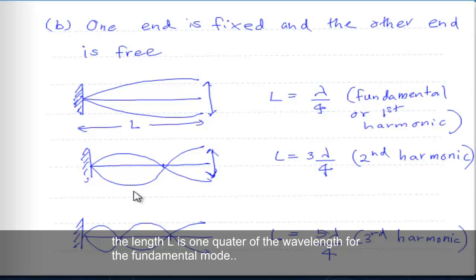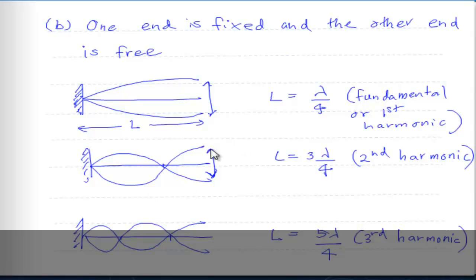The second harmonic would be a loop plus 1/2 of a loop. So we have 1, 2, 3, 3/4 here. So the length of the string would be 3 times lambda over 4. And the next harmonic, the third harmonic, would be 2 loops plus 1/2 of a loop. So we have 2, 4, 5. So we have 5/4 of a wavelength. So 5 lambda over 4 for the third harmonic.